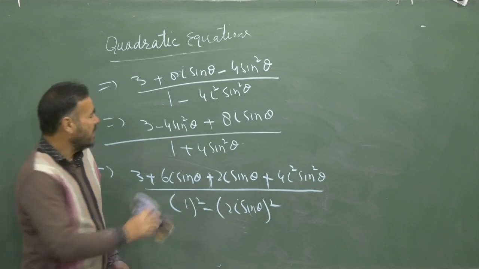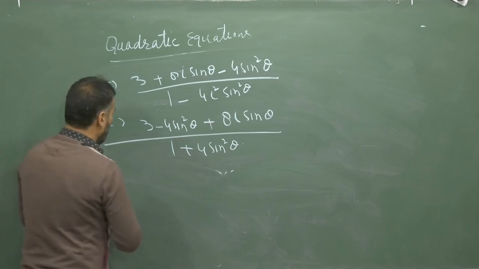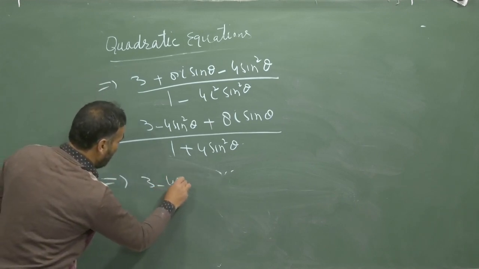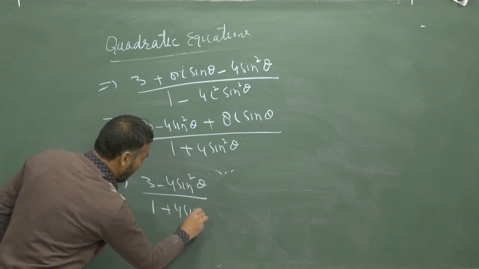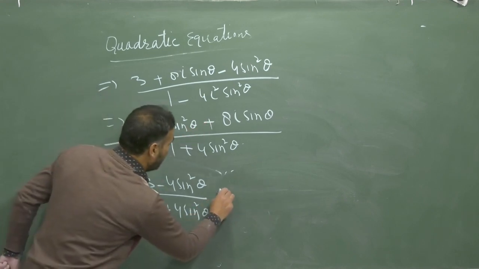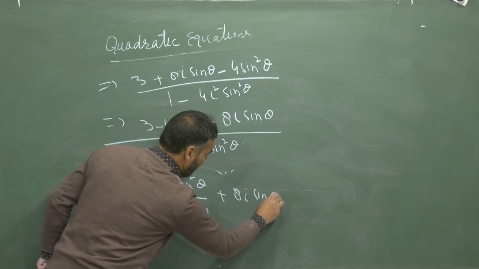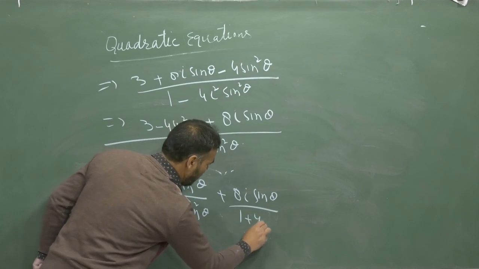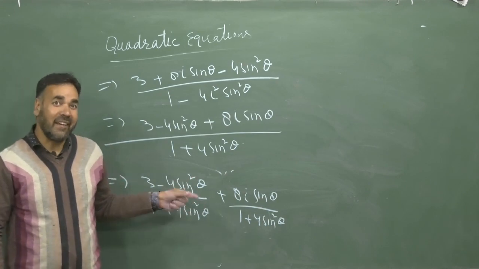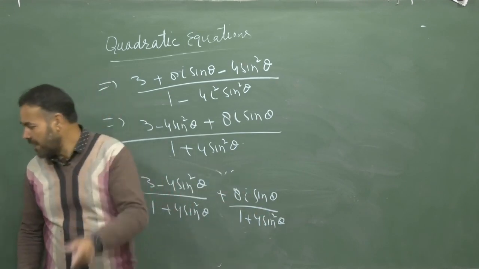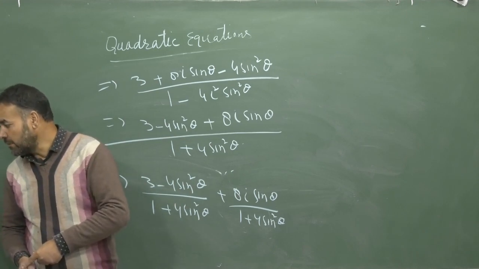Can we say this particular part can be written in the form of (3 minus 4 sin square theta) divided by (1 plus 4 sin square theta) plus 8i sin theta divided by 1 plus 4 sin square theta. So this part is the purely real part and this is the purely imaginary part. The question was: find real theta such that this is purely real.